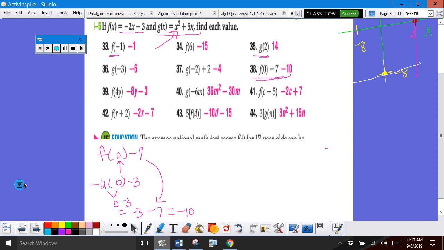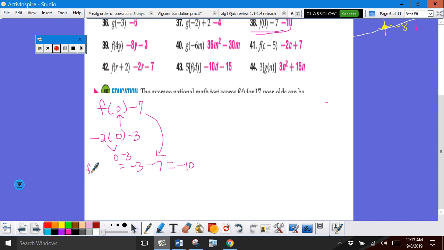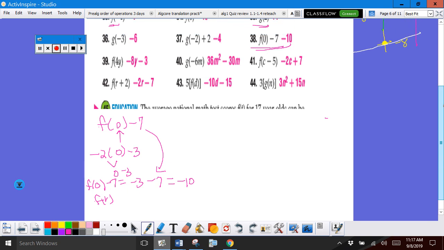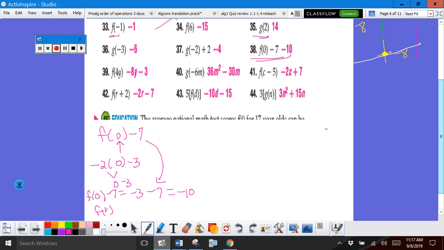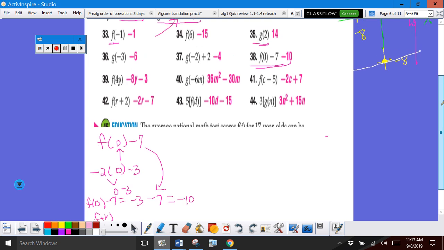So when I actually write my answer, it starts out with whatever the original problem was that replaces the f of x. That's just a designation of how I write that. Okay? All right, let's take a look at, let's say 41. So we have c minus 5.